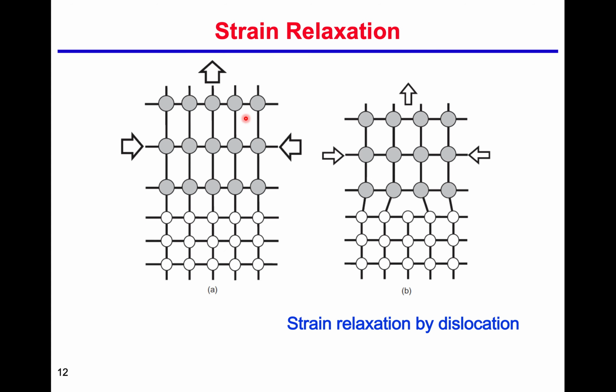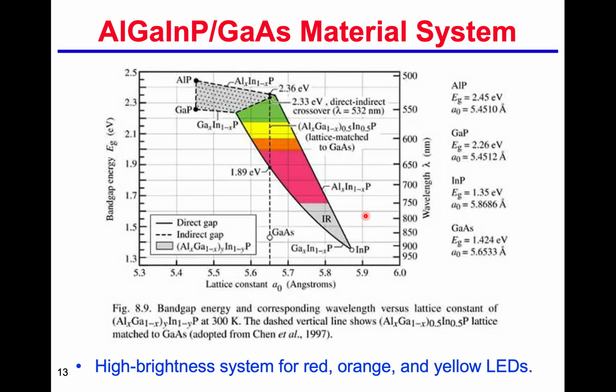That means if we have strong strain here, and then the strain accumulates, that will result in some dislocation. And this kind of dislocation will result in problems because the repeated structure does not exist. There is some discontinuity here, and that will result in some defects. And defects result in non-radiative decay. We will talk about that, and that will reduce the efficiency of the light emission. Okay, so that is important.